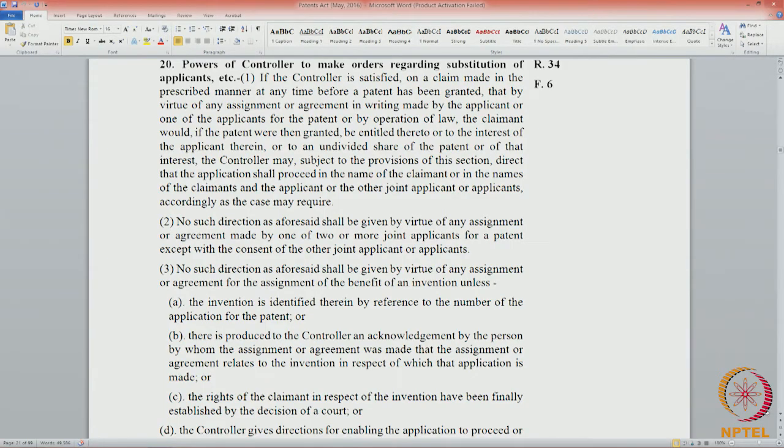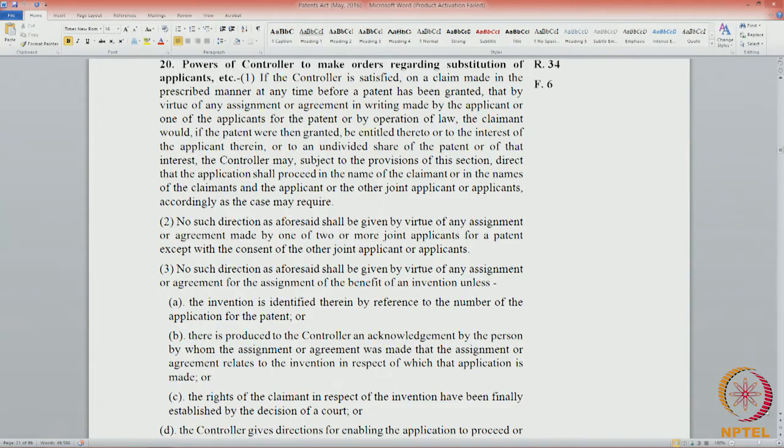Now, these are the things that you need to note. Before the patent has been granted, by virtue of any assignment or agreement in writing made by the applicant or one of the applicants of the patent, or by operation of law. There are three things. There could be an assignment. Assignment is where you give your right to another person. There could be an agreement.